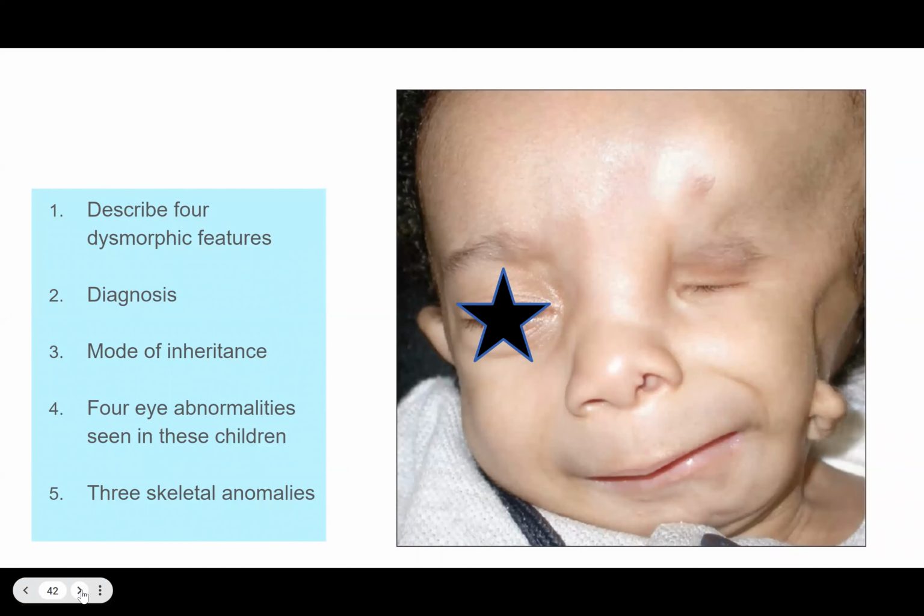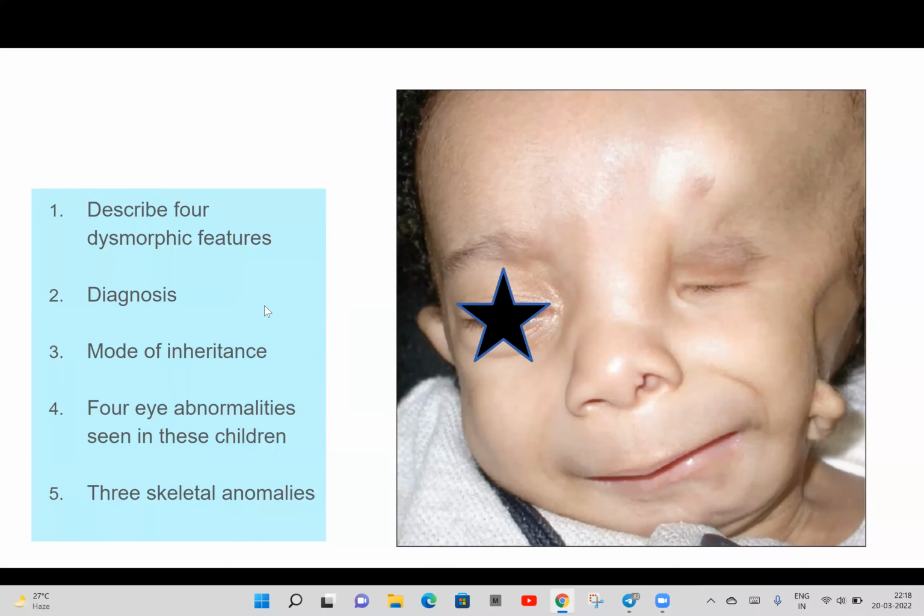Now this child, what is this? Which syndrome? Which syndrome? Yeah, left hemiatrophy of the face. It is asymmetric face, dysplastic ears, and alar nasal. Okay.